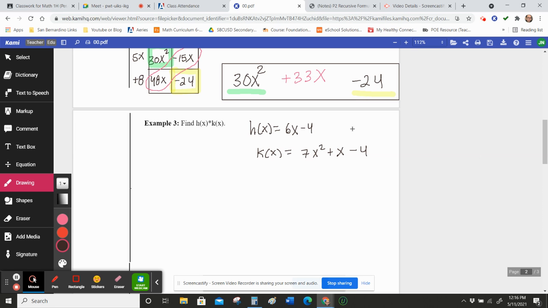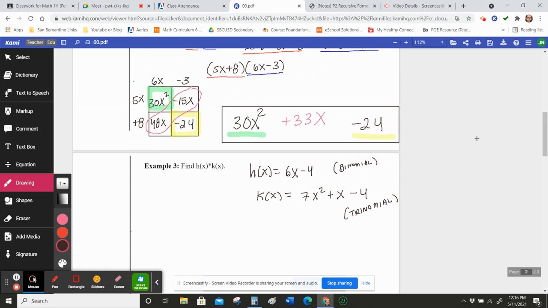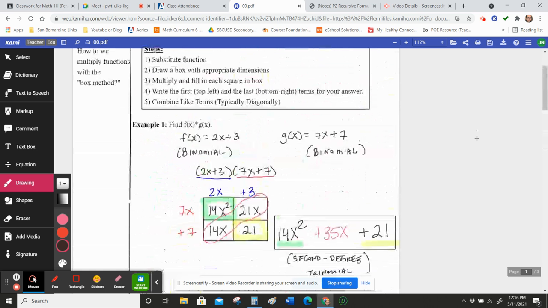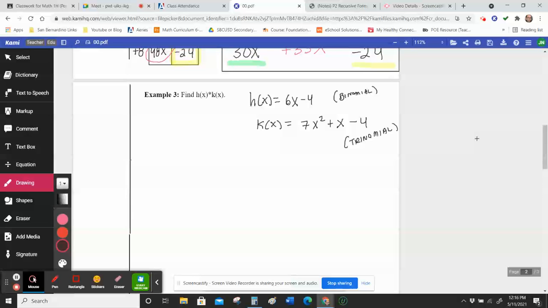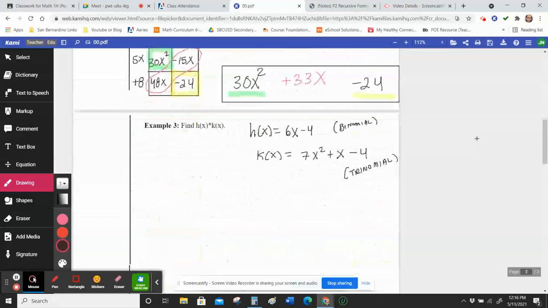So what do we do then? This time we have a binomial, which is two terms, right? That would be the h of x, multiplied by a trinomial, which is three terms. So the only thing that's going to change in this situation is the size of your box. All the other steps pretty much stay the same, with the exception of the last one, and we'll talk about that in just a second.